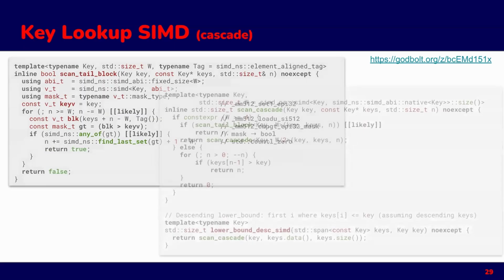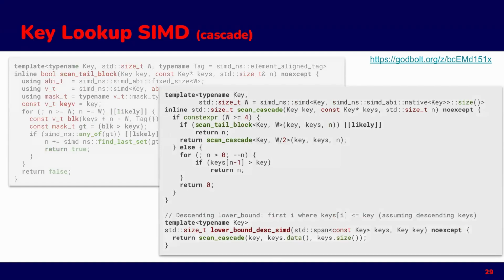On top of that, you can even build some cascade. You can search 16 keys at a time, and then when there are no more than 16 keys left, you can proceed to searching 8 and 4 and so on. So you can create a compile-time recursion loop like this, and then you have a scalar tail.